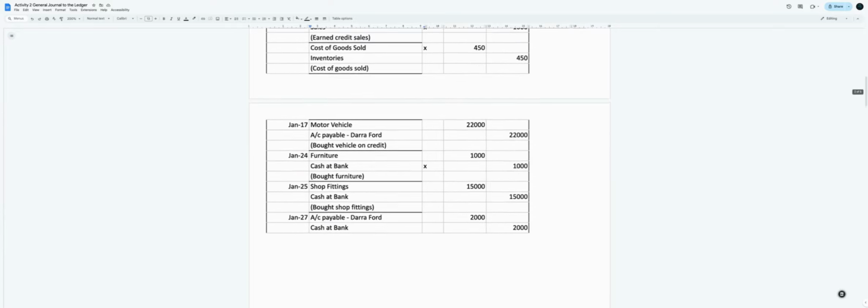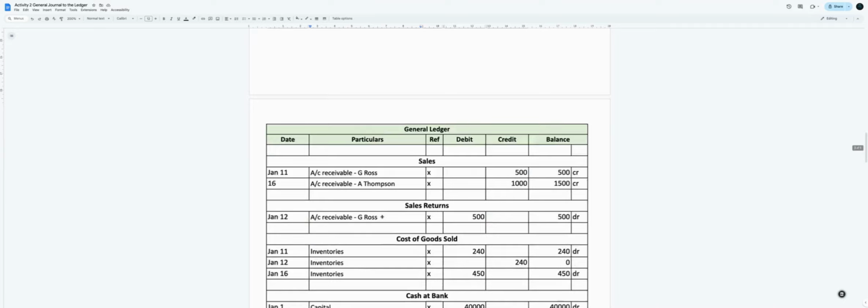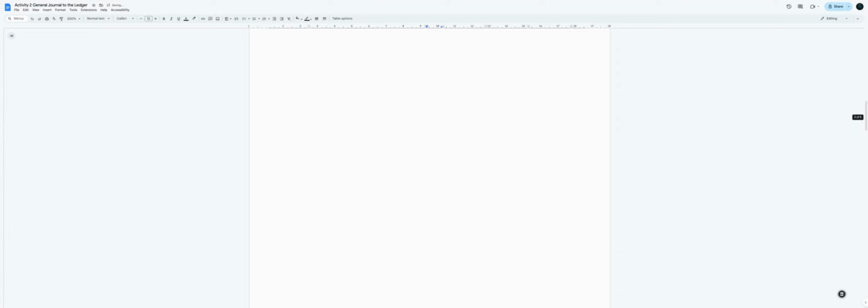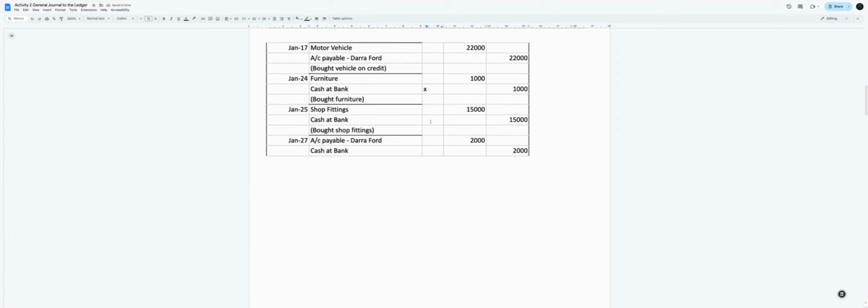What do we write in the particulars? Let's go back to January 25. We can see there's our cash at bank. The other account being affected is shop fittings. So let's have a look at that and pasting that in. We've now posted it. Give it a tick. There's our cash at bank. Give that a tick there.